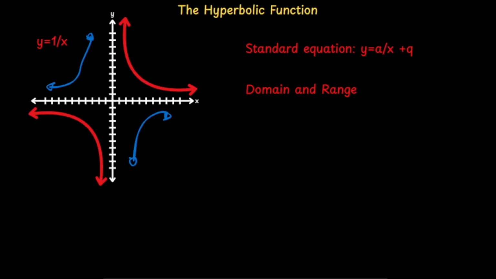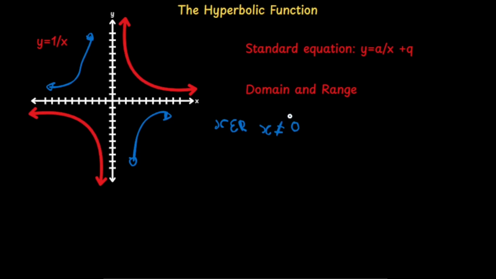For the domain and the range of this function, domain being all the x values for which this function would exist, it would be x is an element of real numbers, but x will not equal 0. Why? Because when x is equal to 0, we have a vertical asymptote. We won't get a value. It doesn't make sense. 1 divided by 0 is undefined.